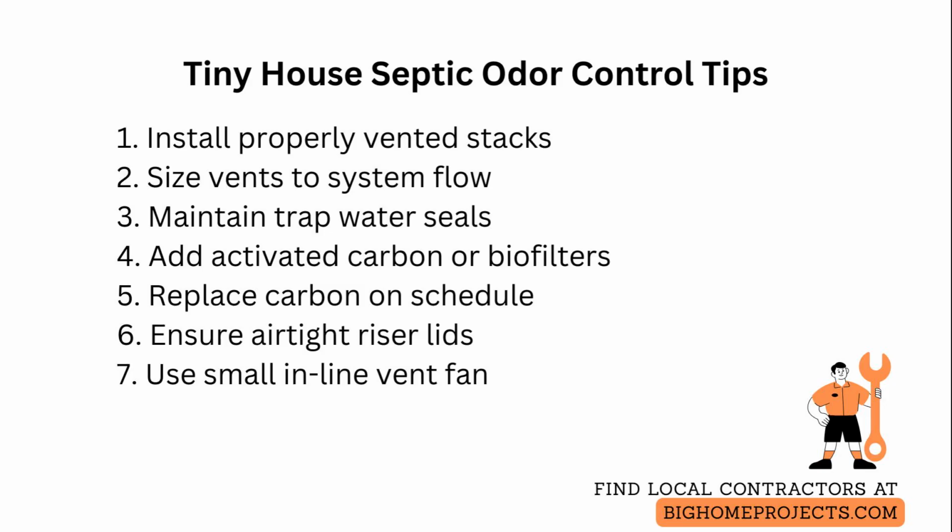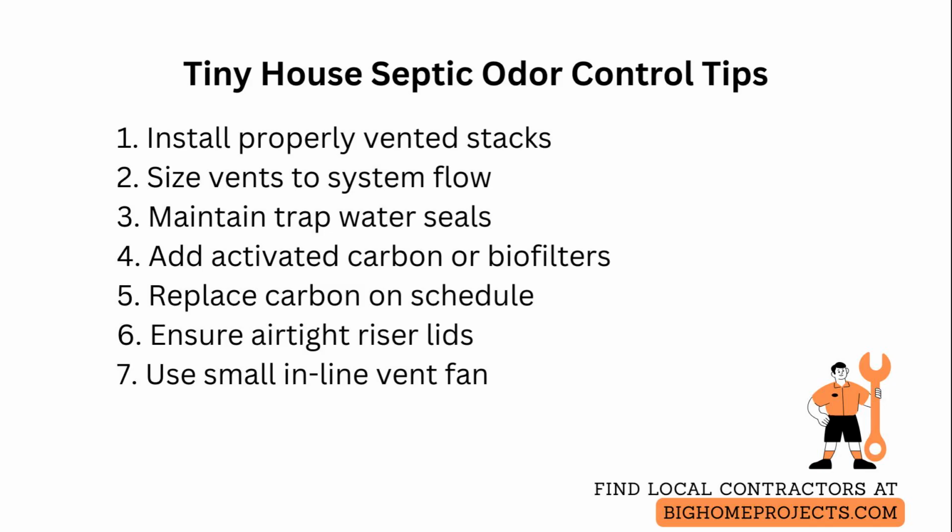and if a trap is dry, pour a cup of water into it immediately to reseal the barrier. Add activated carbon filters or a small biofilter on vent outlets to absorb hydrogen sulfide and volatile organic compounds before air reaches doors and windows, replacing or regenerating carbon on a scheduled basis based on odor load.